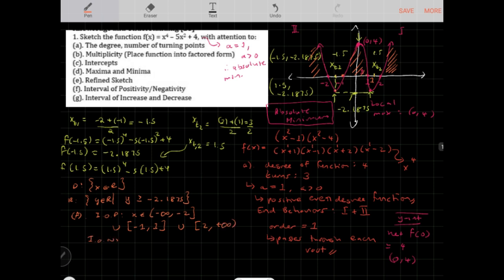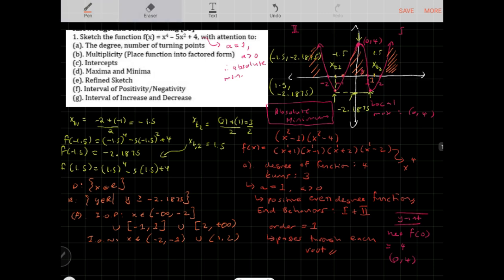An interval of negativity will occur between x belongs to, and you have to make these non-inclusive because it can be 0, and 0 would not be negative, so this portion here and this portion here, union 1 and 2. Okay, so that's also good to understand.